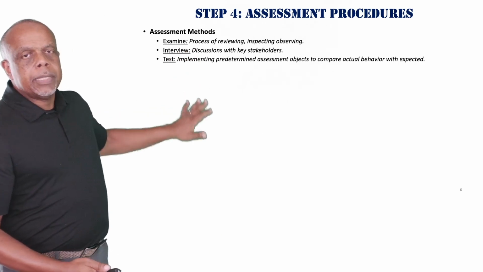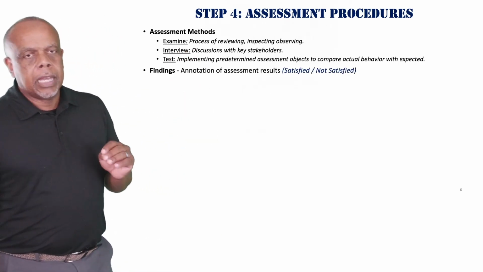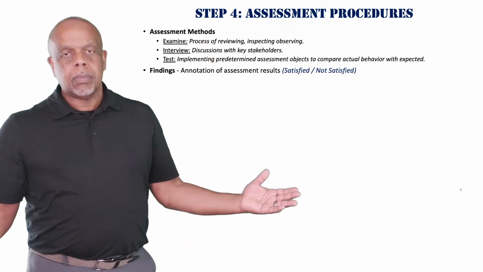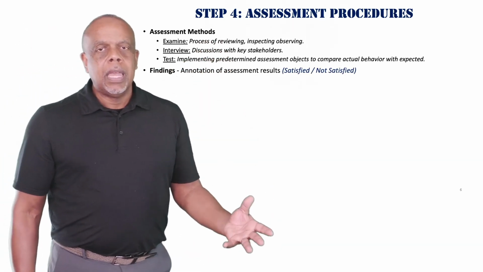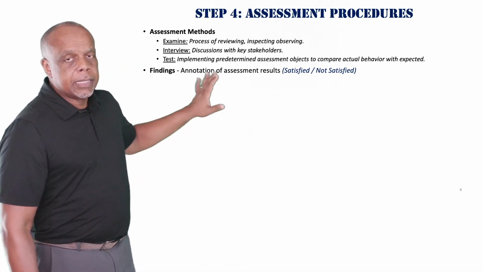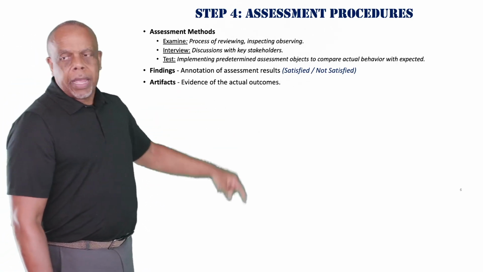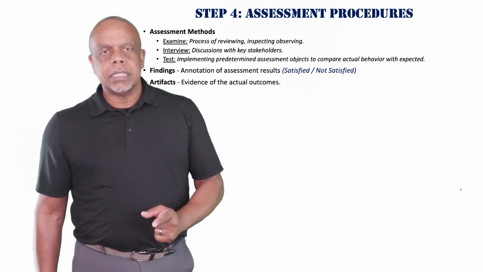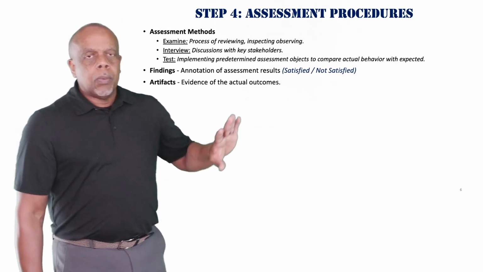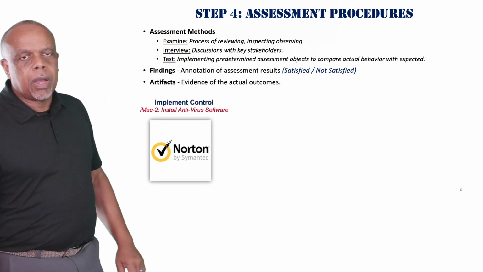So those are the three basic methods that we would use to assess a control. After we do an assessment, then there's a finding. I mean, what's the outcome? Did it satisfy or not satisfy the control requirement? So we want to annotate those, right? Was it good? Was it bad? And then artifacts. That's the evidence. That's the evidence of the actual outcome. So when we're assessing controls: control methods, findings, and some type of artifact.